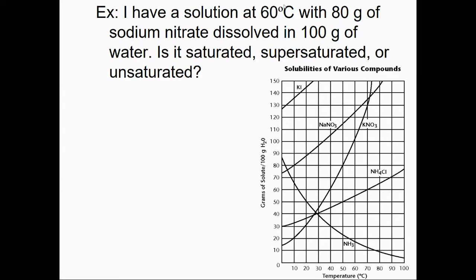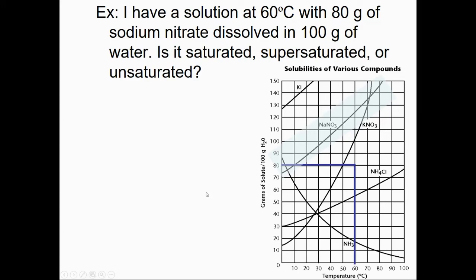Okay, so first of all, we're going to find the sodium nitrate line. That's this one right here. So we're looking at it relative to this line. We're going to go to 60 degrees Celsius. That's right here. And it wants you to go to 80 grams. So we're going to 60 degrees Celsius and 80 grams. Right there. So we're going to this point, and we're looking at where this point is relative to this line.